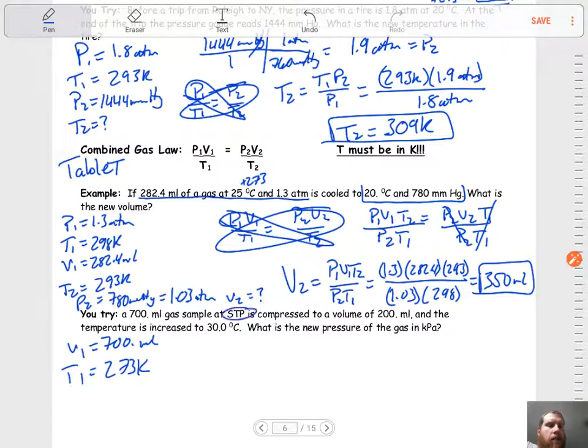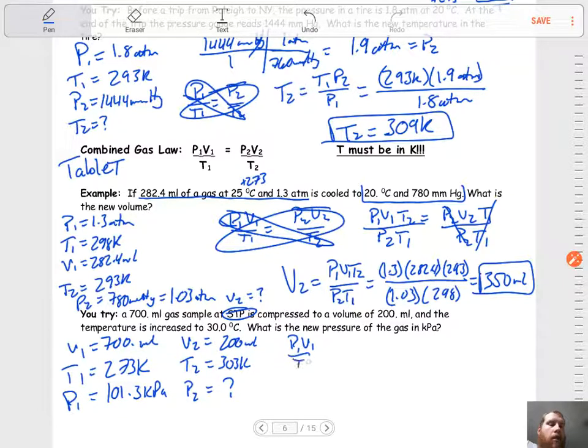273 Kelvin, because we're at standard temperature and pressure. So that means P1 is going to be 1 atm. But notice it says kPa, so I may as well just put it in kPa right then and there. Okay, so then we have V2 is 200 mils. We have a new temperature, 30 degrees Celsius. Add that to 273, that's 303 Kelvin. We're looking for P2.